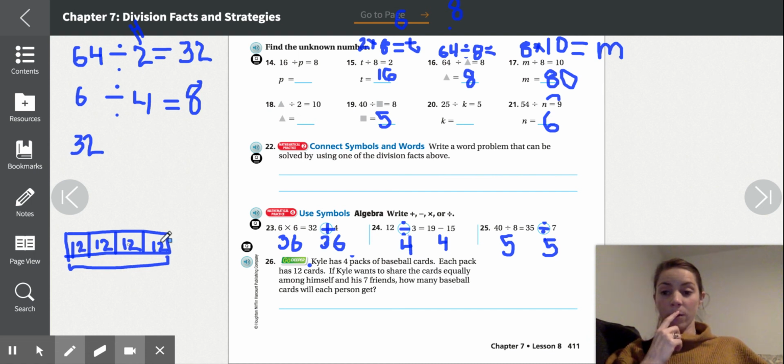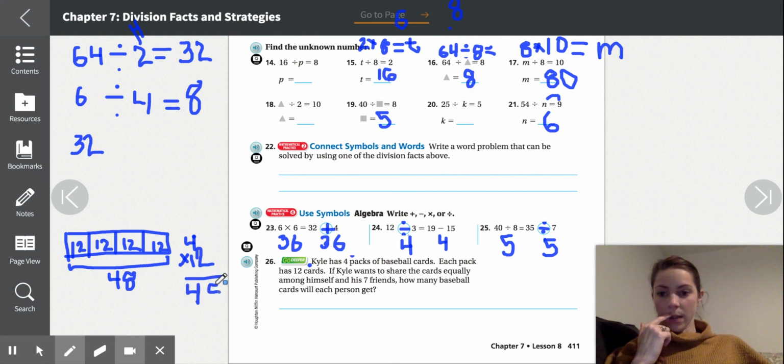So if I have 4 groups of 12, I could just add them up. 12 plus 12 is 24. And then another 2 groups of 12 is 24. So all of those together would be 48. So if you were doing a number sentence here, the number sentence would be 4 times 12 equals 48. Not very good with my lining things up with this drawing on my computer here.